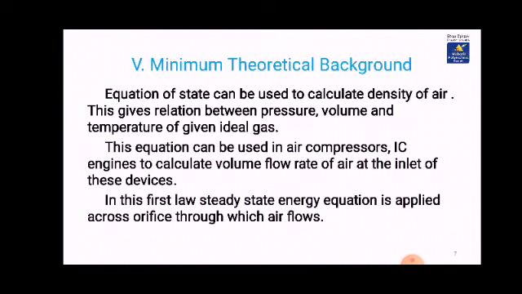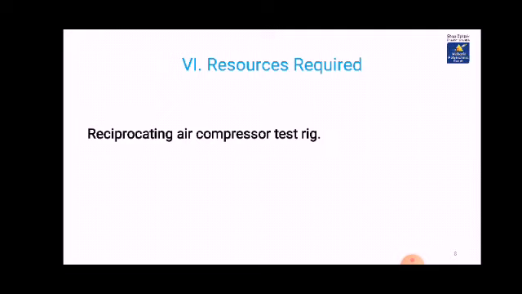Minimum theoretical background. Equation of state can be used to calculate density of air. This gives the relation between pressure, volume and temperature of a given ideal gas. This equation can be used in air compressors and IC engines to calculate volume flow rate of air at the inlet of these devices. In this, first law, the steady state energy equation, is applied across the orifice through which air flows. Resources required: reciprocating air compressor test rig.